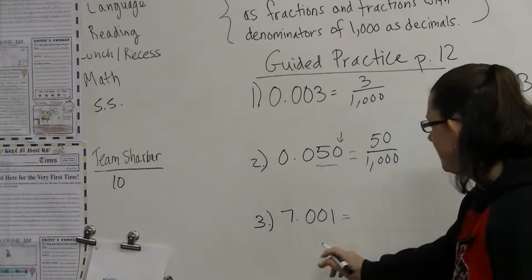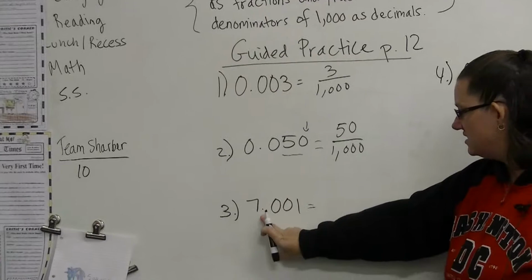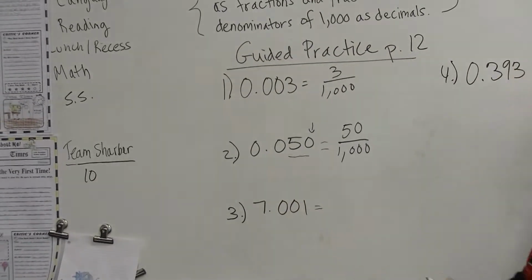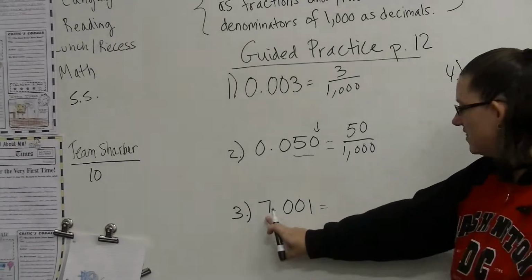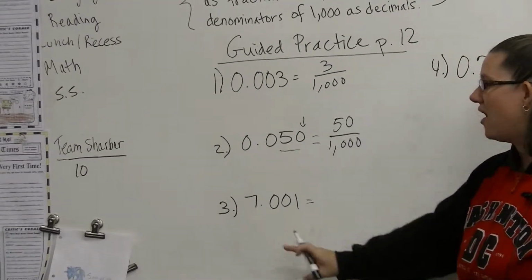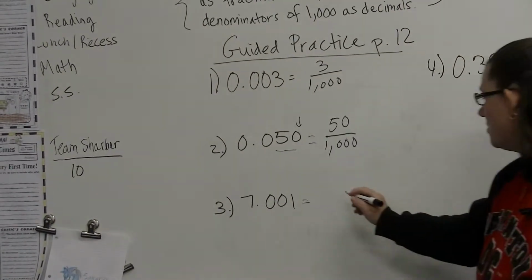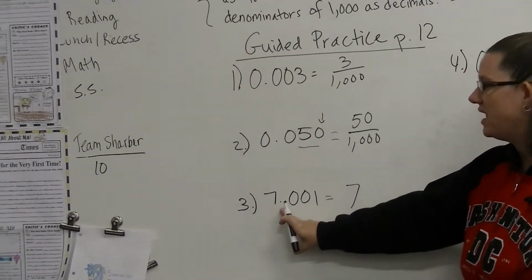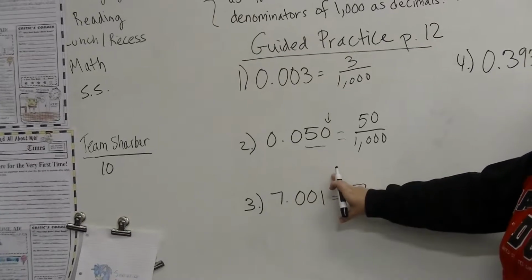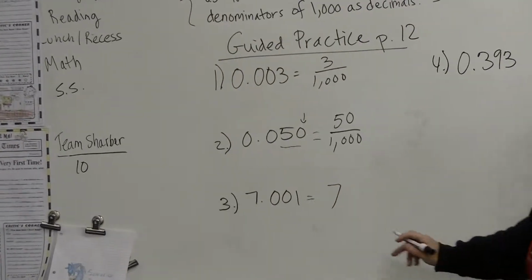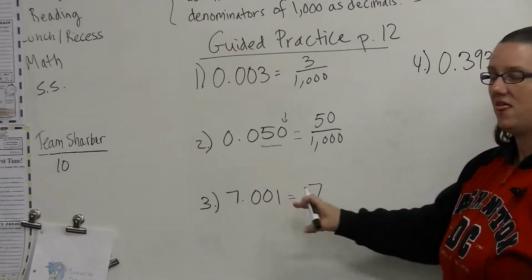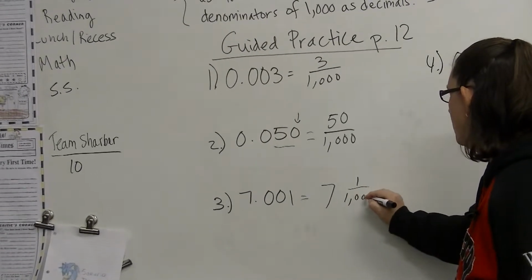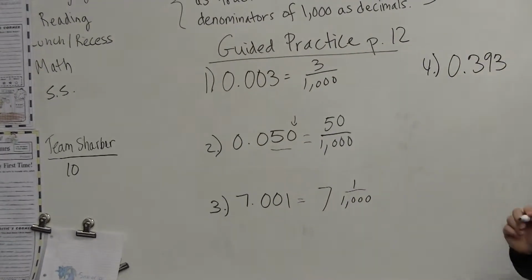Number 3, please copy down 7 decimal point 001. This time I see a difference. I see the 7 is in the ones place, so now I need to write a mixed number. So I'm going to write my whole number first, okay, and read it. 7 and 1, what place is that in? Thousands. So now I need to make my fraction show 1 thousandths, which will be 1 over 1,000. Okay, I think you're getting it.